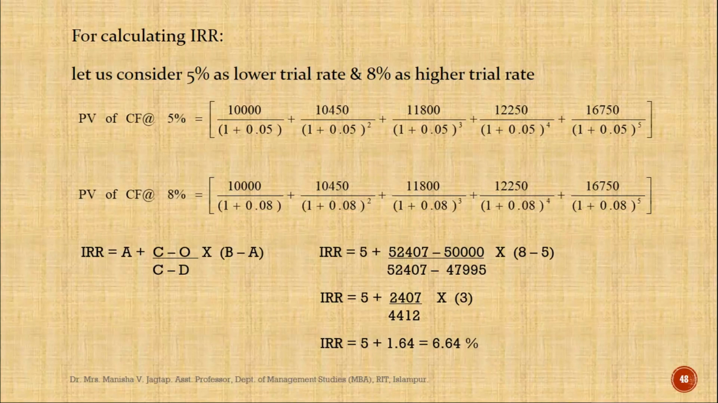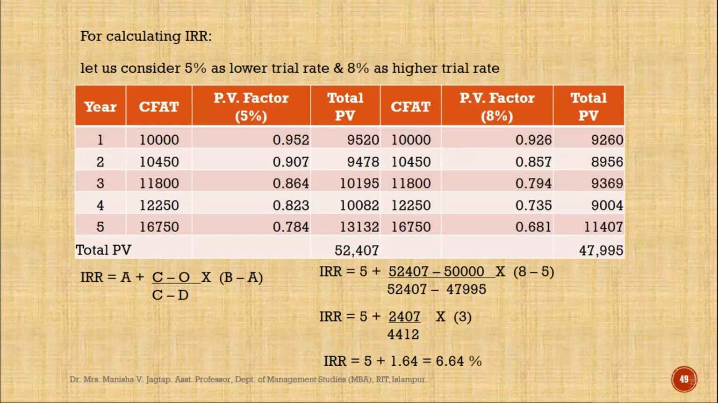If they have not given us information concerned with a lower trial rate and a higher trial rate, we have assumed 5% as a lower trial rate and 8% as higher trial rate. But in certain cases, sometimes they give us information concerned with lower trial rate and higher trial rate. They provide us the discount rate at 5% and 8%. Then we can put the data in this particular format and can apply the formula for calculating IRR.